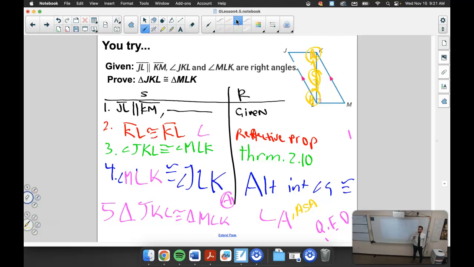Now listen, because I'm telling you, just want to throw it out there for you. If for some reason this is the way you were thinking, you could throw out right now the third angle theorem, and you could say that J is congruent to M, and then you could say angle, side if you wanted to.